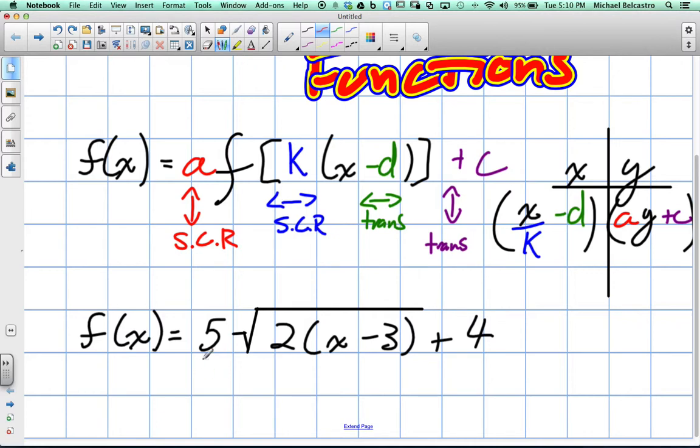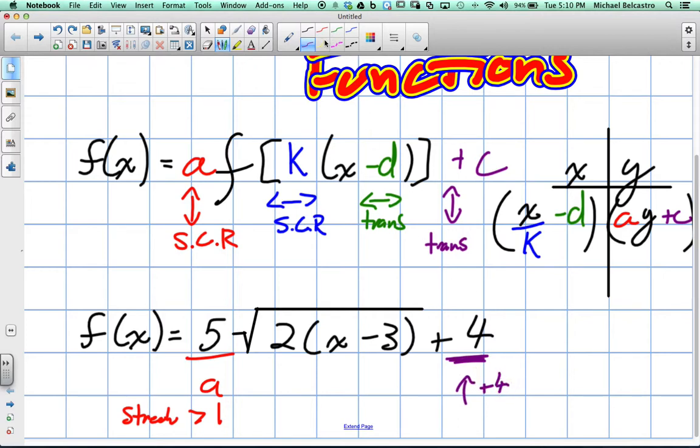The 5. The 5, that's right. This would represent the a value. So in other words, this is being stretched, right? Because it's greater than 1. So because a is greater than 1, then we're getting a stretch. Okay, so it's being stretched by a factor of 5. Okay, what would be the c value? 4. 4, that's right. And what's happening here is because it's positive 4, it's being translated upwards 4 units.